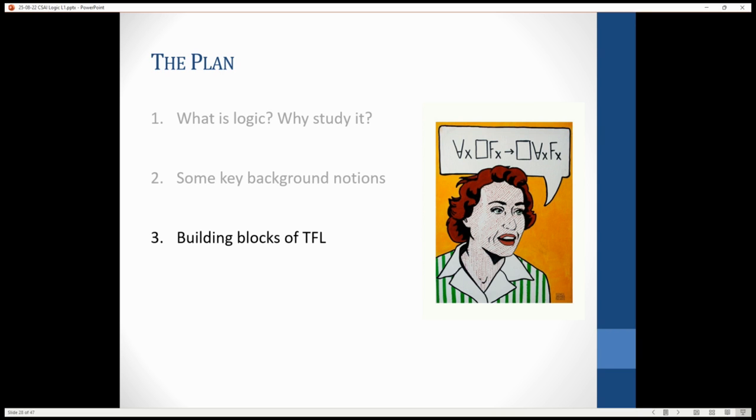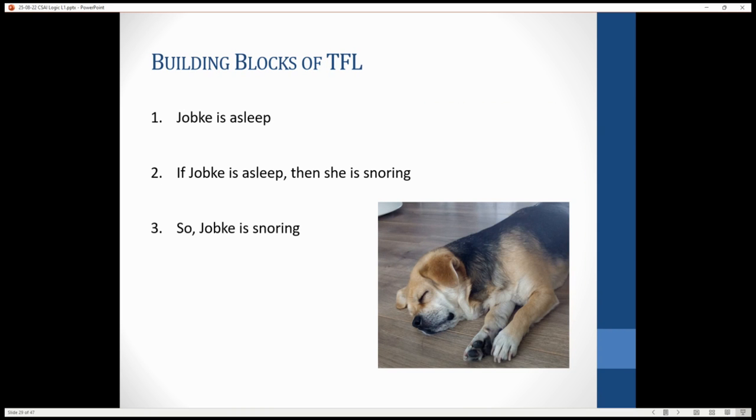So far, so good. So let's start in on the first formal language. Let's start in truth functional logic. The first step, unsurprisingly, will have to be with arguments. So here's an argument. Premise 1, Yabka's asleep. Premise 2, if Yabka's asleep, then she's snoring. Conclusion, Yabka's snoring.